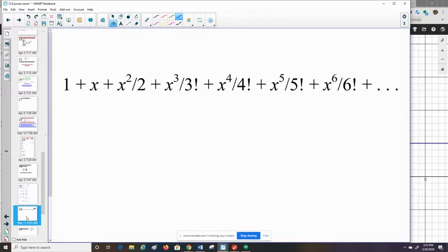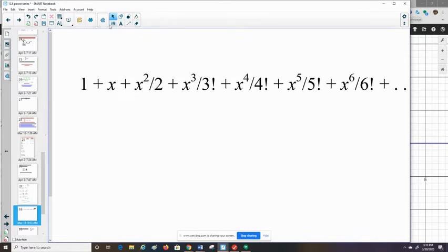So for a little hint as to what it's converging to, let's take a look at the series written out like this. And I will ask you, what is the derivative of this series? If this is my y, then what does my y prime look like? Well, the derivative of 1 is 0. The derivative of x is 1. The derivative of x squared over 2 would be 2x over 2, which simplifies to x.